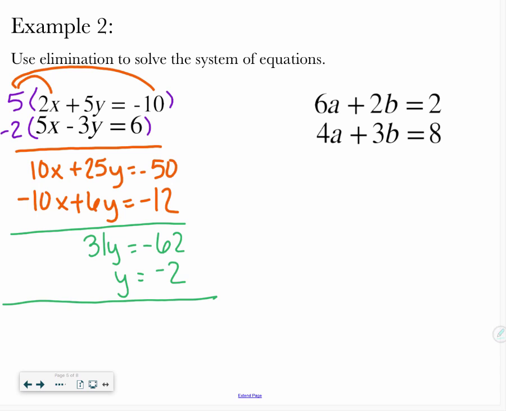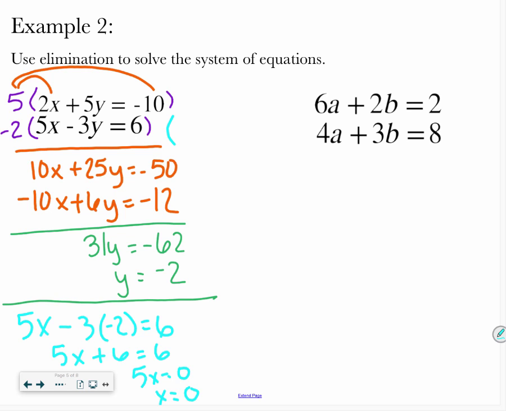My next step is going to be plugging y back into one of the original equations. So if I do 5x minus 3 times the negative 2 equals 6, I have 5x plus 6 equals 6, where I get 5x equals 0, so x has to equal 0. It's okay for x to equal 0. I know sometimes that throws people for a loop. But that's acceptable to have 0 as an answer.